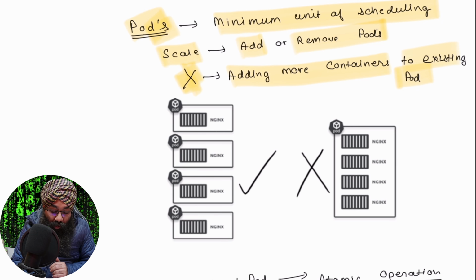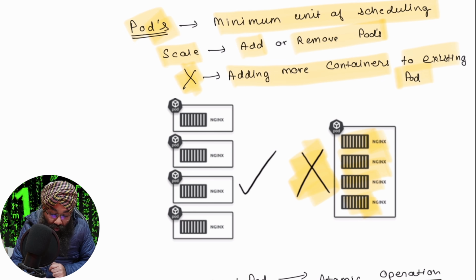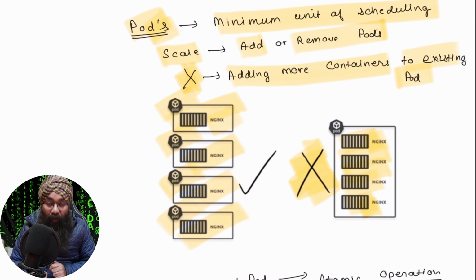This is not allowed. If you see this figure, here we are trying to add more containers to a pod. This is not at all allowed. What is allowed is you can create more pods with the same application, more pods with the same container. This is absolutely allowed, because a pod is the minimum unit with which Kubernetes deals.